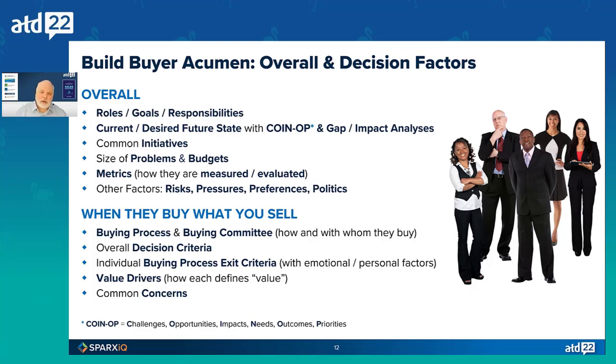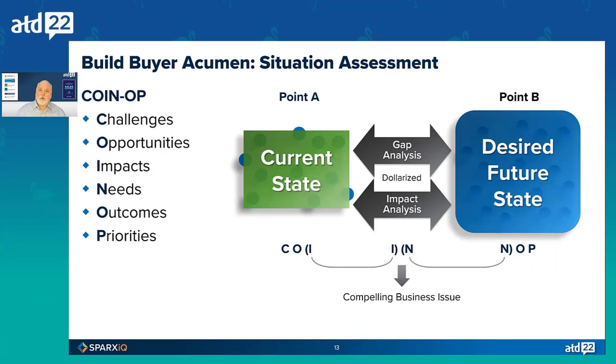Folks, if you understand this kind of stuff about your buyers and customers, this is the foundational stuff that will allow you to build a sales enablement and a sales effectiveness program and go-to-market plans that can radically improve your organization's performance. Let's take a look at some of these elements of buyer acumen that are so critical.